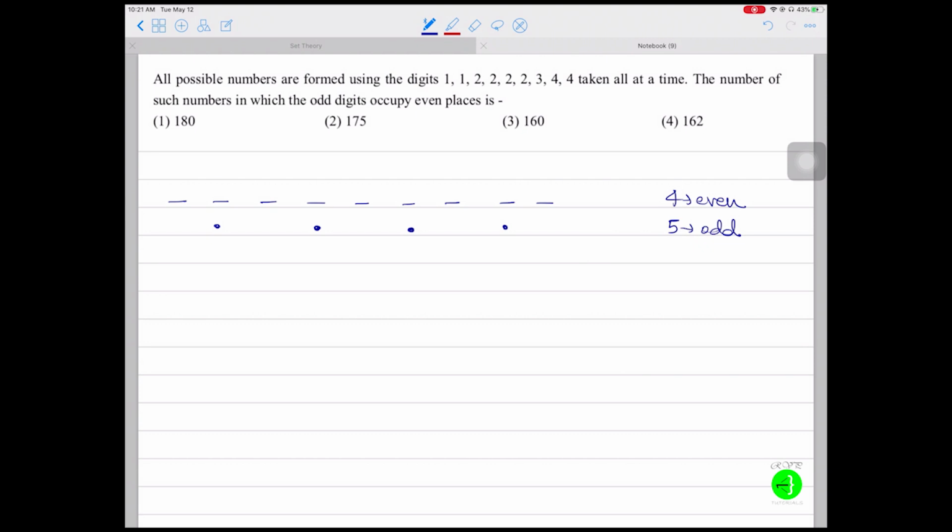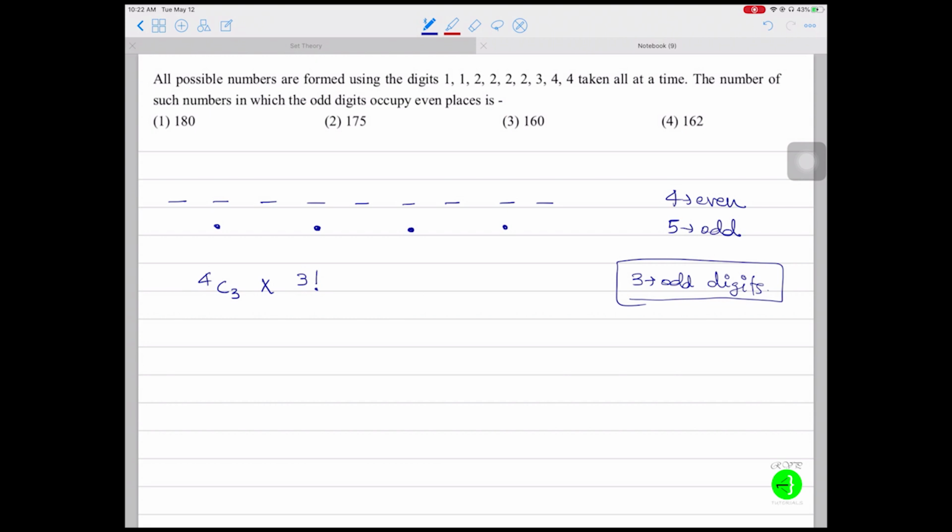If we look at the digits, then 1 and 3 are the only odd digits. So we have 1 repeated 2 times and 3 repeated 1 time. So we have only 3 odd digits, but we need to fill out 4 places. So the first thing is, from these 4 even spaces, we need to select 3 spots where these digits can lie. So the total number of ways of selecting 3 spots is 4 choose 3. And in these 3 spots, we need to put these 3 odd digits.